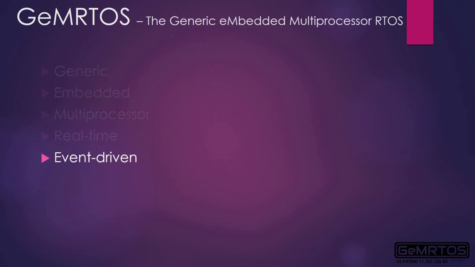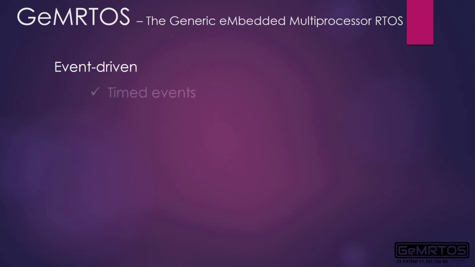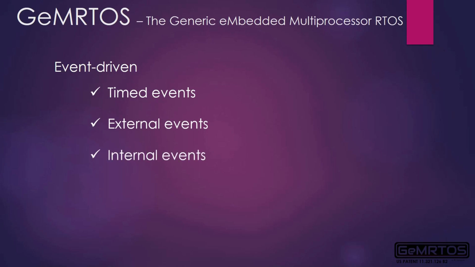GeMRTOS categorizes events into three kinds. Timed events. These events happen when system time reaches a previously scheduled occurrence time. External events. These events are produced by peripherals and are usually related to interrupt service routines. Internal events. These events occur when specific conditions are met during runtime. Internal events include system exceptions and internal signals.